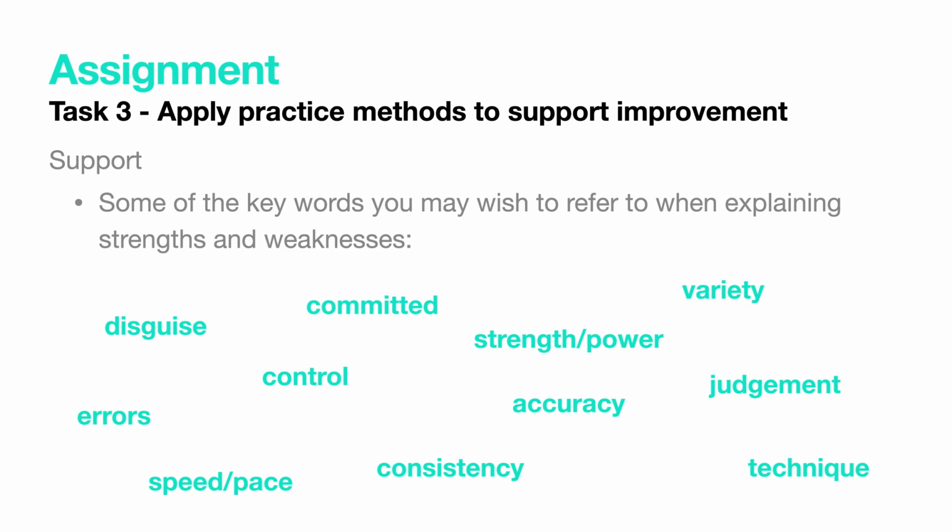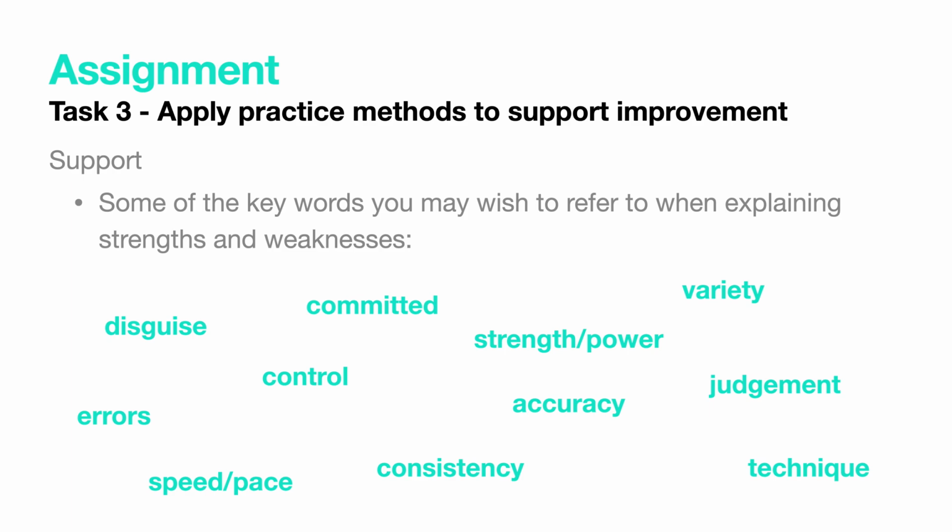Your control, a lot of skills we perform need good control. We talk about speed and pace. The quicker and faster we can do something, the better it is, the more effective it is. We talk about errors, not having errors in our performance, or maybe there are a lot of errors when we're performing it, which makes it become a weakness. Your accuracy and consistency, variety.